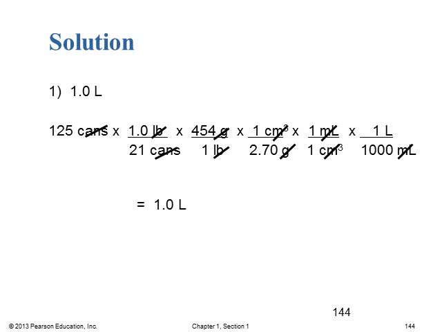And so then in all these multiplications and conversion factors, we have three significant figures in 125. We have 2 significant figures in 1.0 pounds per 21 cans. Then we have 454 grams per 1 pound, that's 3 significant figures. 2.70 grams per 1 cubic centimeter, that's 3 significant figures. So the least number of significant figures in these conversion factors is 2. So we'll have to report 2 significant figures, which is 1.0 liters.